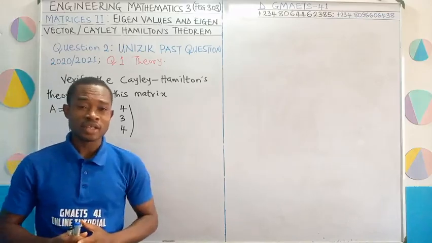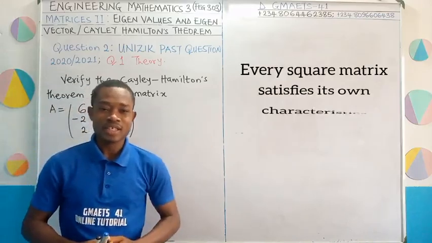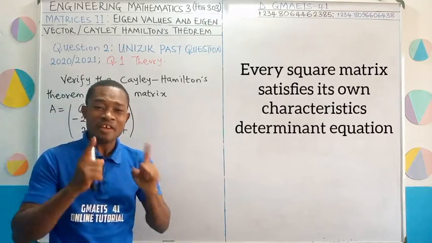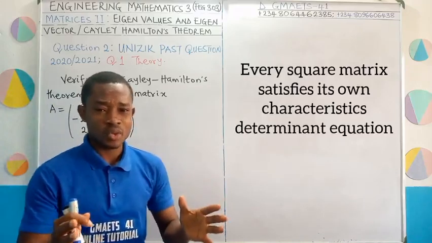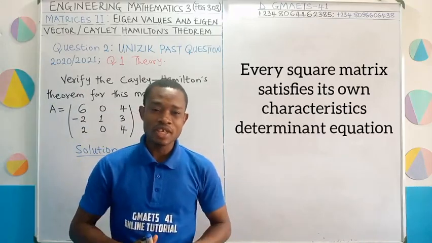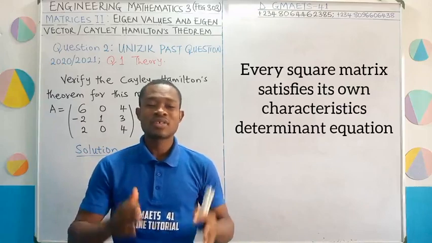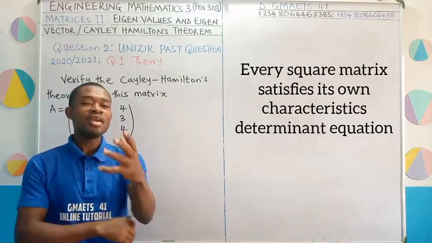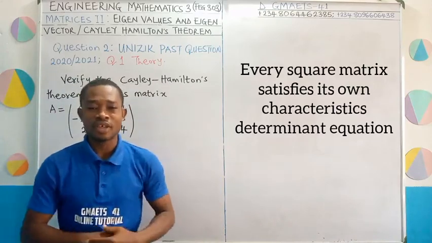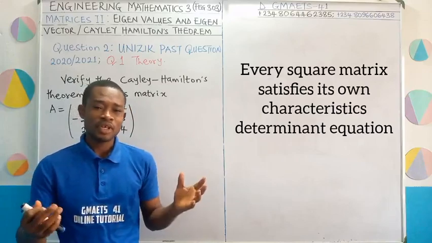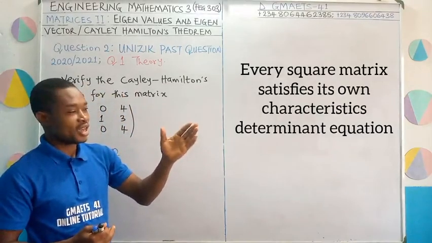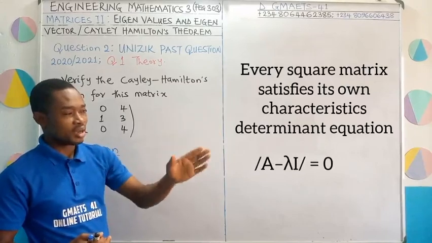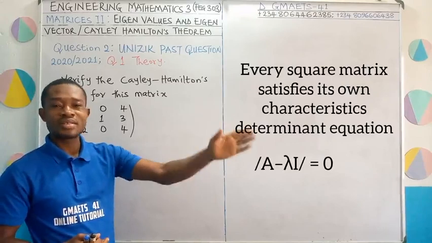Cayley-Hamilton's theorem states that every square matrix satisfies its own characteristic equation. Every square matrix. Remember, in this case, we are dealing with what? Square matrix. So if I give you any square matrix, that square matrix will satisfy its own characteristic equation. And what do we mean by that? It's simple. If you have the characteristic equation, say A minus lambda I, and you take the determinant of this A minus lambda I, you're going to get 0.